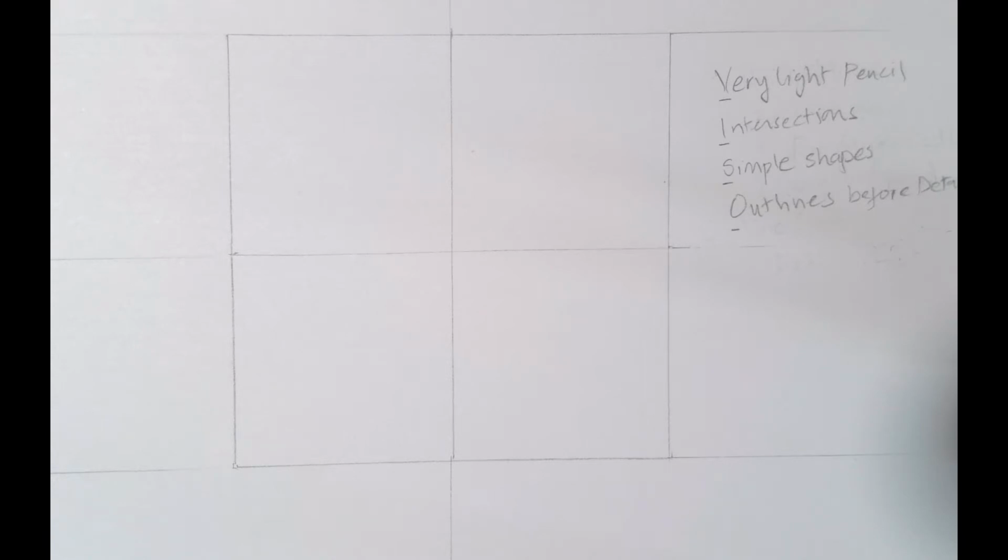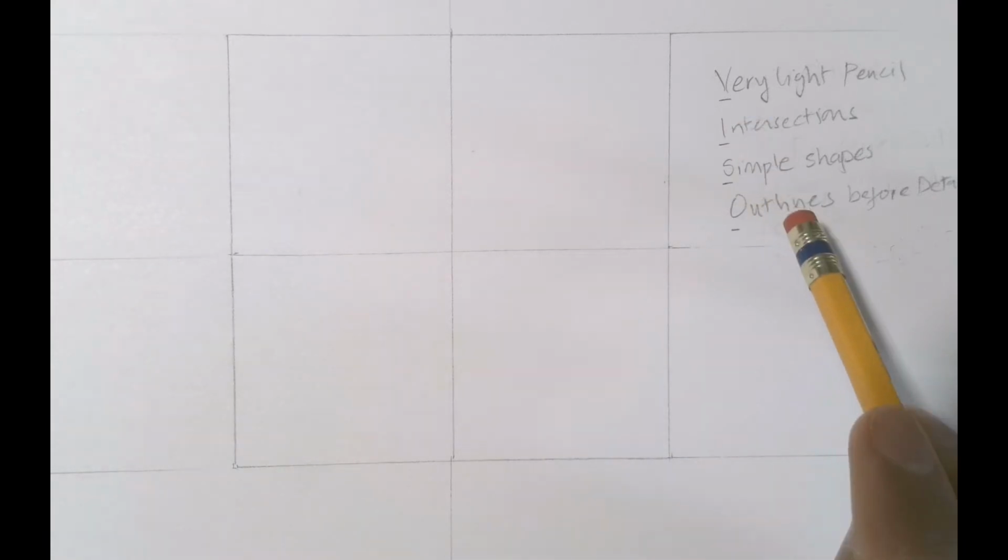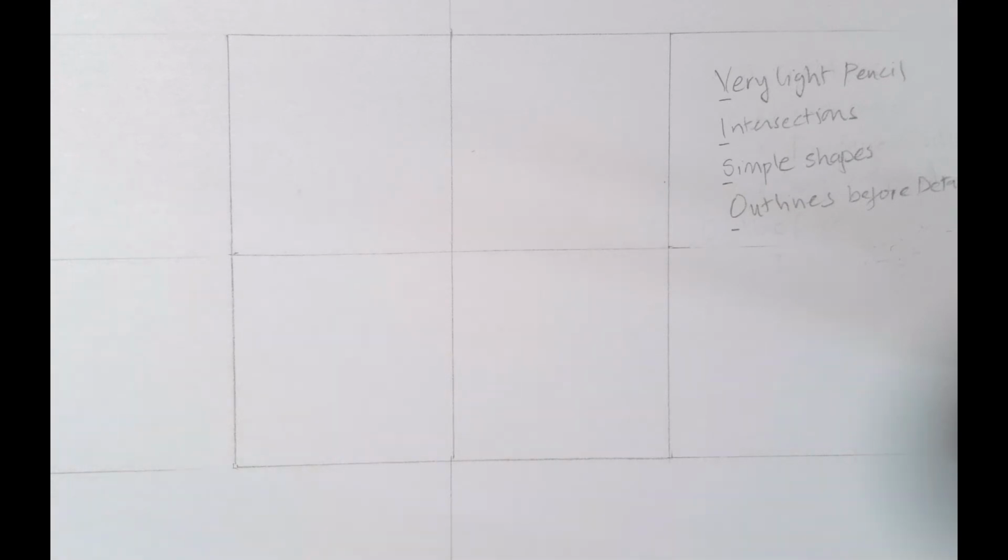Alright, to get started, I'll just explain a simple principle, a simple rule that we always follow when drawing any picture. We call it the VISO principle. With the VISO principle, the V stands for very light pencil. So whenever you draw, make sure that your pencil marks are always very light.